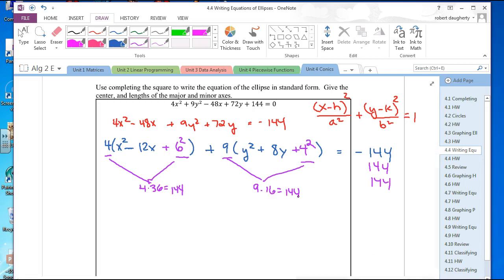So, perfect squares now. This is what? 4 times what? X what? Minus 6 squared plus 9 what? Y plus 4 squared equal 144. If this were an equation of an ellipse, that would equal what? 1. So how do I make it equal 1? Yeah, divide everything by 144.